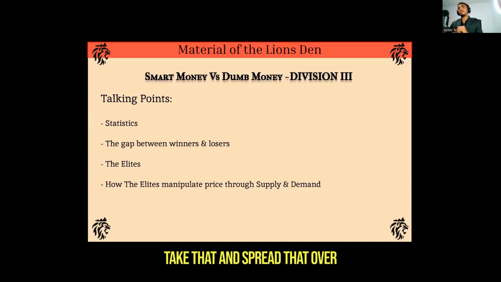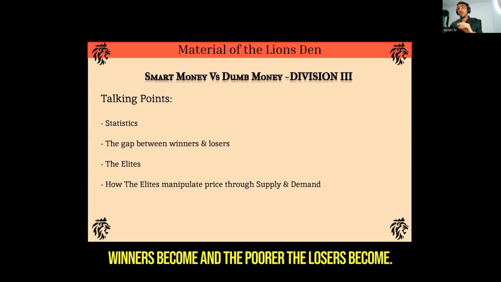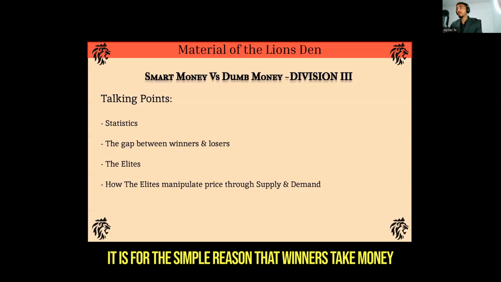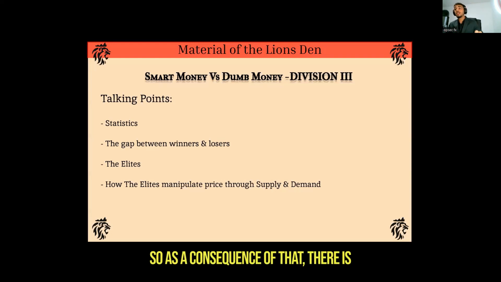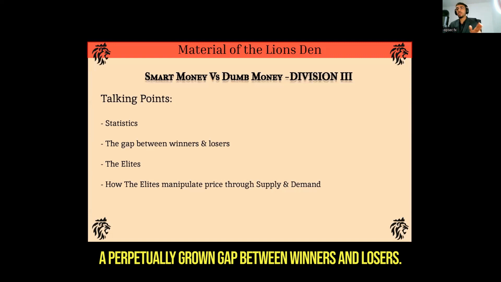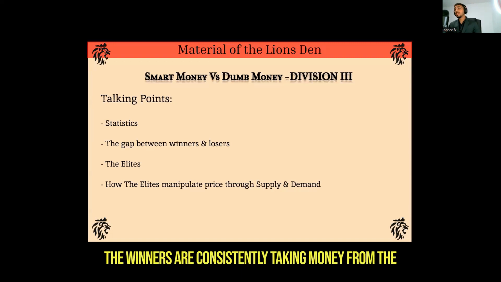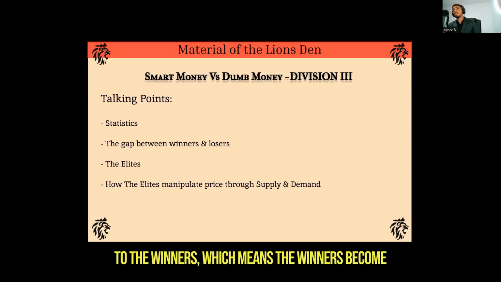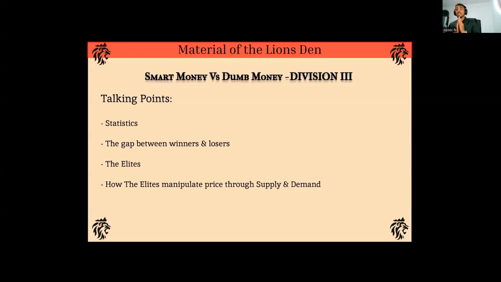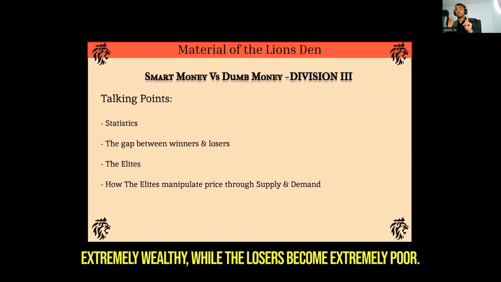Take that and spread that over 5, 6, 7, 8, 10, 20 years. The longer it goes on for, the richer the winners become and the poorer the losers become. It is for the simple reason that winners take money from the losers and losers give money to the winners. So as a consequence, there's a perpetually growing gap between winners and losers. The winners are consistently taking money from the losers, and the losers are consistently giving money to the winners, which means the winners become extremely wealthy while the losers become extremely poor.